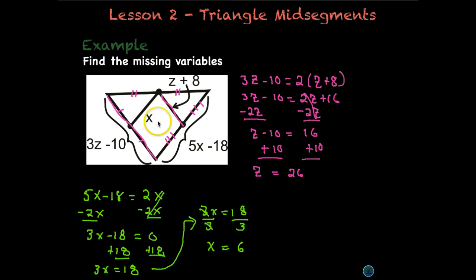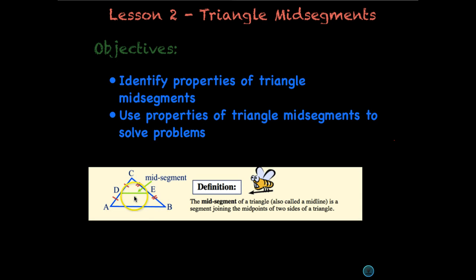And again, I could take the 6, plug it in for x. I know that this midsegment here would be 6, and I actually know that the base is going to have to be 12. But you can take the 6 and plug it in. 5 times 6 is 30. 30 minus 18 is 12. And that is our lesson on triangle midsegments. So as long as you understand the relationship between the midsegment and the line that's parallel to it, you will be able to solve problems.